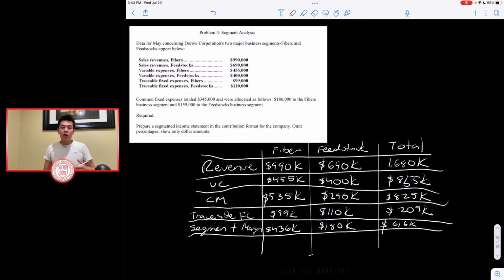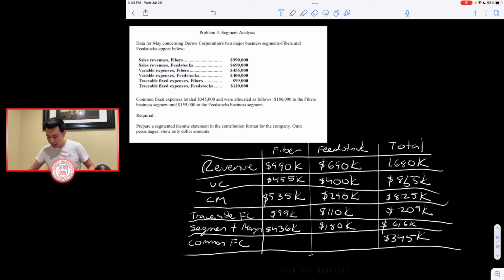And for our second to final line, we're going to have common fixed expense. For this one, we're not going to allocate it to fiber or to feedstock. We're just going to put it in the total column because it is not traceable. Okay, so we're not able to put it for only one business segment. So for the common fixed expenses, it's 345K. We're going to put another line here. Do 616 minus 345 equals 271K, and that is going to be our NOI.